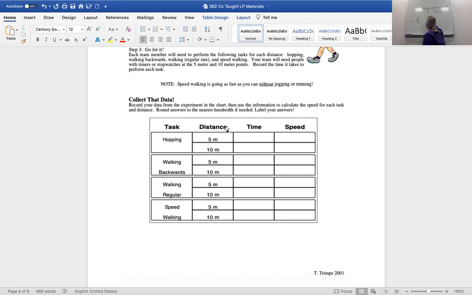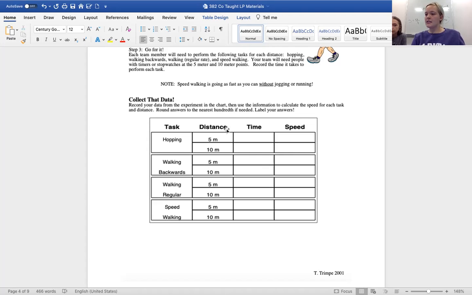So Miss Anna, we are finding speed, and what is your distance? 5 meters. Perfect. And then what was your time? 10 seconds. Perfect. So we know to put the time at the bottom and the distance at the top. So then we will divide, and we get 2 meters per second. There's our answer.